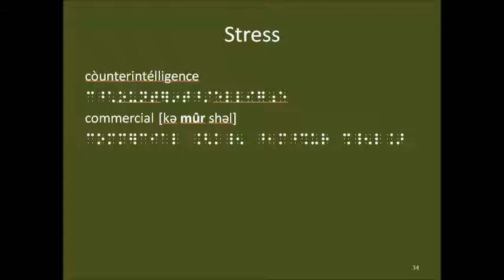A couple of examples of that. Here we're not using those stress symbols, we're using accent marks. So we see accent marks, so that's what we braille. In C-O, the O has a grave accent, I believe it's called, and that is above, so we're going to put it before the O.